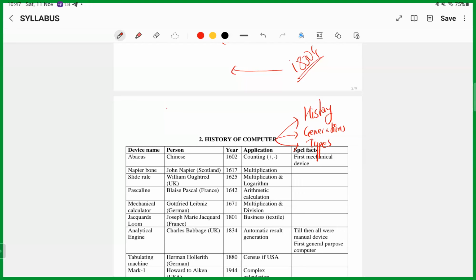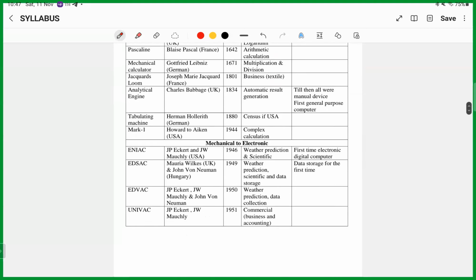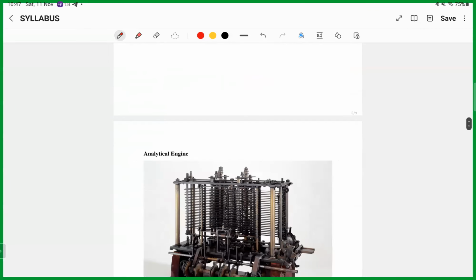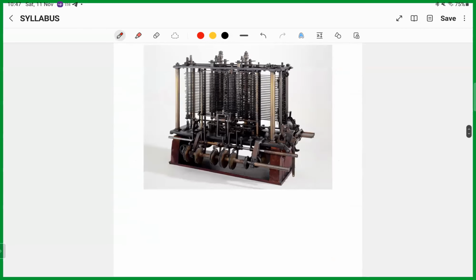Actually, move forward. These 3 generations and types. 3 things we'll be studying in chapter 2. Generations and types. History is already done. Let's move to generations now. Okay. Basically, we have 5 generations.